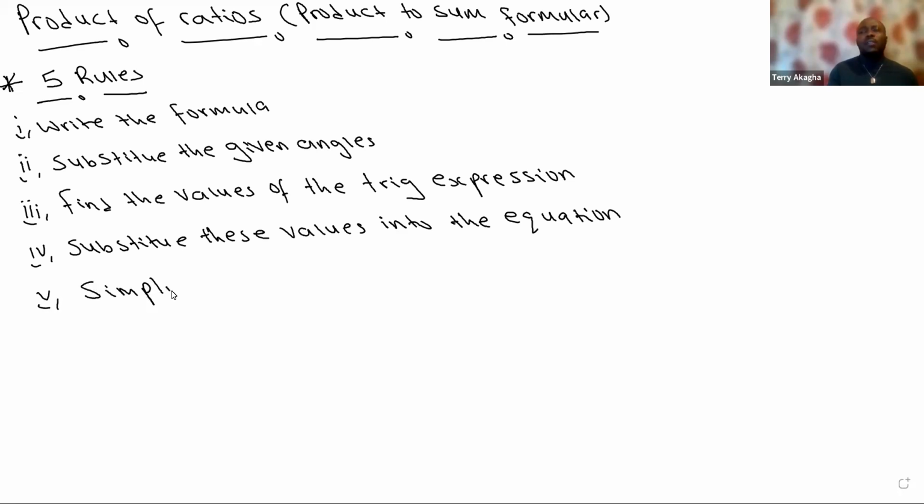So you can see that this is exactly the same 5 rules as in the previous videos. You write down the formula, looking at the most appropriate formula for the question. Then you substitute the given angles. After substituting, you find the values of the trig expressions, then you substitute these values into the equation, then you simplify. All right, so let's start.